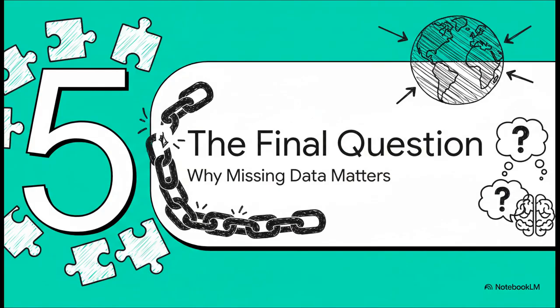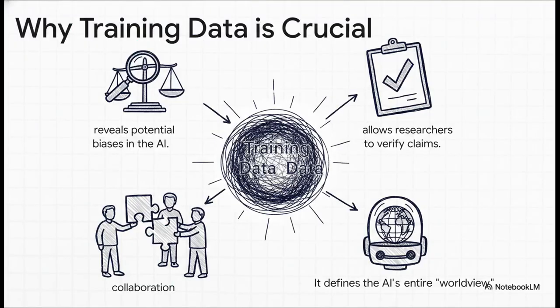Now you'll notice that completely avoids giving any specifics about the books, websites, and articles that actually shaped how these AIs think. This brings us to our final, and I think most important question. Why does it matter so much that this training data is missing? What are the real-world implications of this? You see, the training data is everything. It's how you can check for potential biases that might be built in.